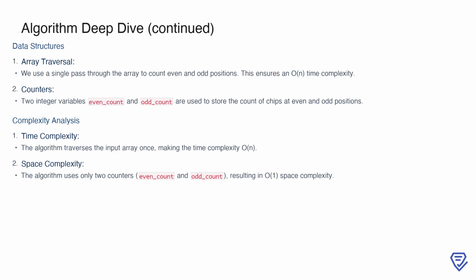To implement this algorithm efficiently, we use simple data structures and keep the complexity low. First, we traverse the input array to count the chips at even and odd positions, which takes O(n) time. We use two integer counters, even_count and odd_count, to store these counts. This ensures the algorithm uses constant space, or O(1). In terms of complexity analysis, the time complexity is O(n), because we make a single pass through the array. The space complexity is O(1), since we only use two variables for counting and no additional data structures.